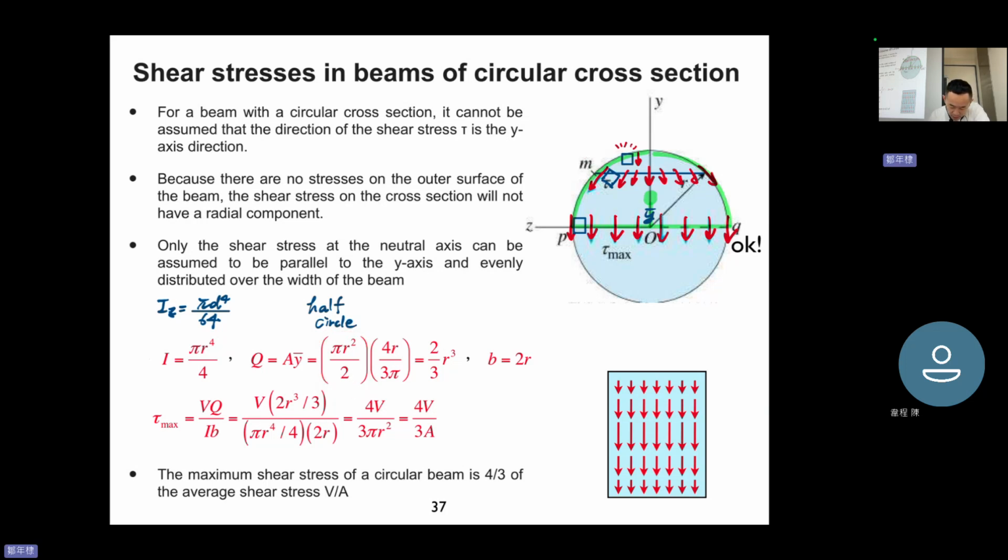And this is y bar. Y bar, okay, y bar is 4r over 3 pi. Well, I don't remember where I get this. I guess it's from calculus, I guess. Or you can Google that. Okay, so if you have the half circle, your centroid height will be 4r over 3 pi.